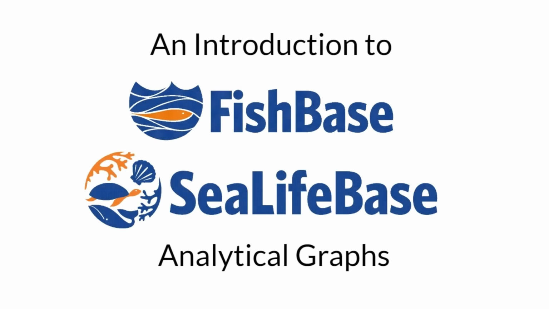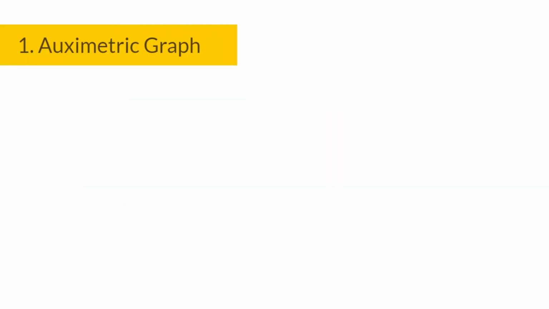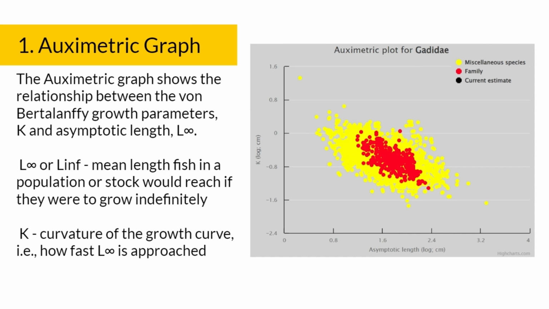The Analytical Graphs tool allows you to generate a number of graphs using data currently in FishBase. There are 9 graphs in this tool. The auximetric graph illustrates the empirical relationship between the von Bertalanffy growth parameter K and asymptotic length of species, or L infinity, which enables analyses of many growth parameters and comparisons among species of widely different shapes.